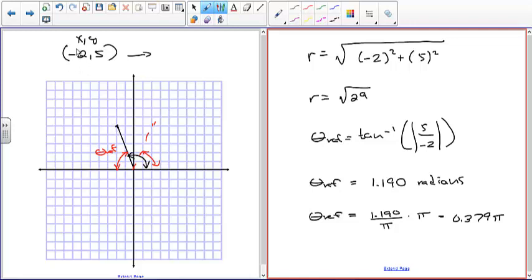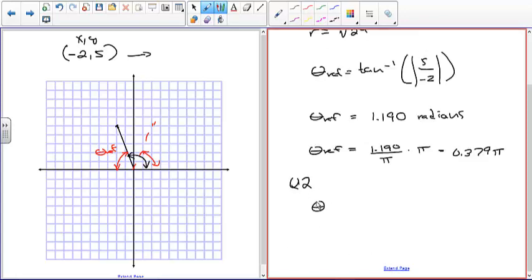Now if I plot the point -2, 5, I see it's in the second quadrant. Or I could say, when I have a negative x value and a positive y value, it's going to give me the second quadrant. So I don't have to think too hard about that. As a consequence, theta is going to be pi minus the reference angle.